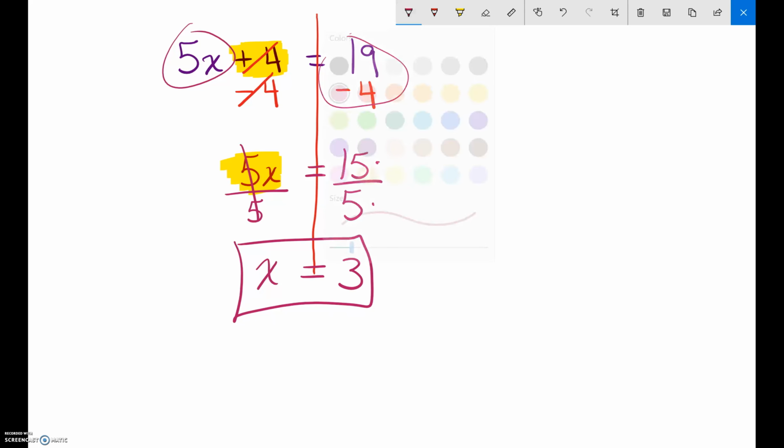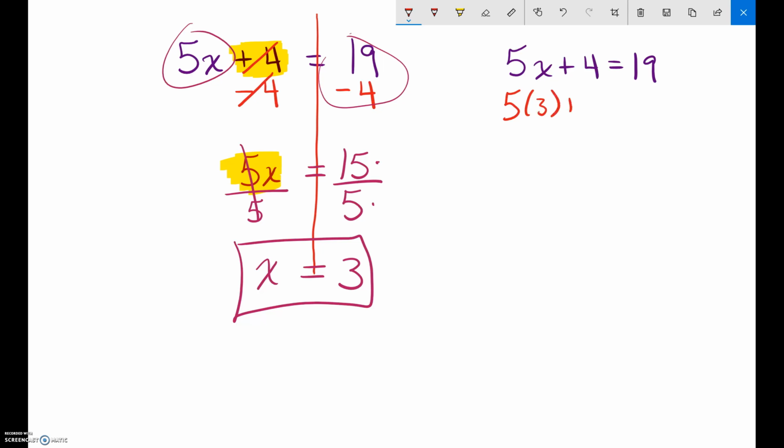Let's check it off to the side here. We're going to write our original equation, 5x plus 4 equals 19. We're going to plug in 3 instead of x. So 5 times 3 plus 4 should equal 19. If it does, we know we're right. 5 times 3 is 15. 15 plus 4 is 19. 19 equals 19. Equation is balanced. Solution is correct. So x equals 3.